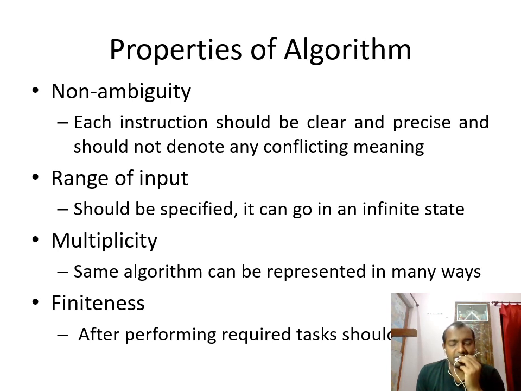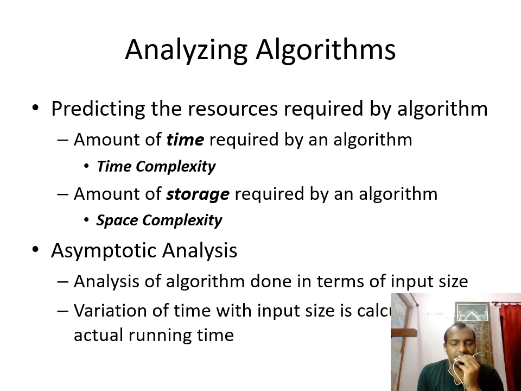Let us take an example of searching for a particular element in a given sequence of elements. You can search for the particular element by using the sequential search approach or by using the binary search approach. The approach or method is different, but the result will be the same. The last one is finiteness. It means after performing the required task, the algorithm must terminate. Again, we will move to the next part of the lecture.